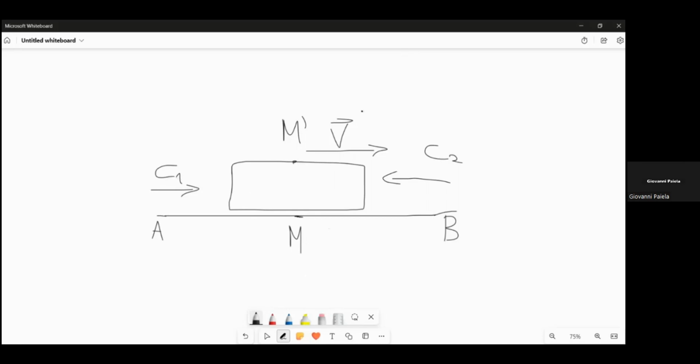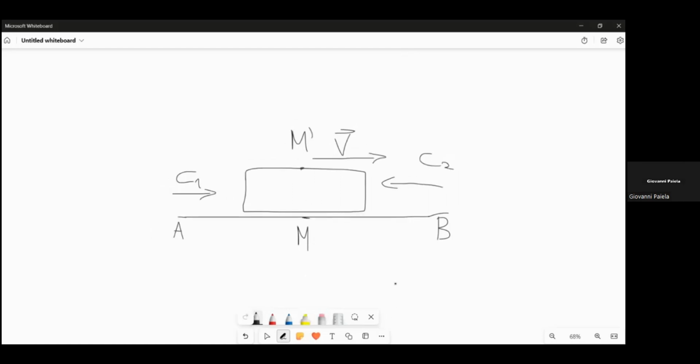So from M's perspective, C1 and C2 reach M's position at the same time, which is very weird because M prime says something completely different, and we wonder how is this possible, right? Well, the truth is they are both right.